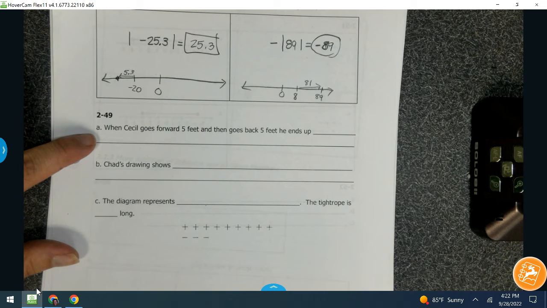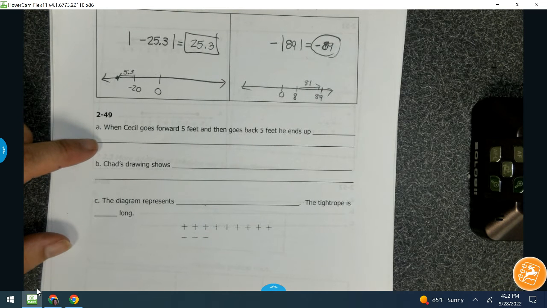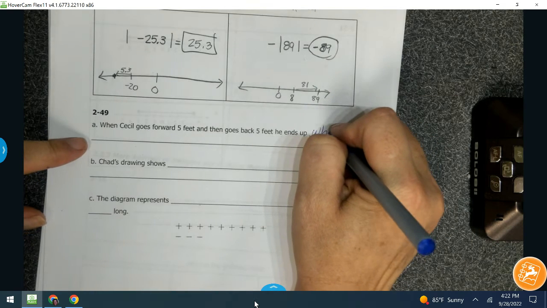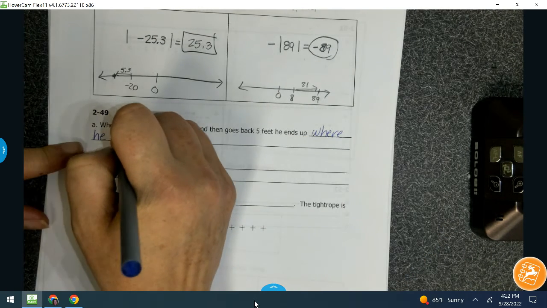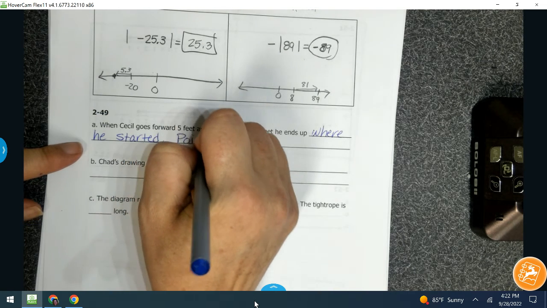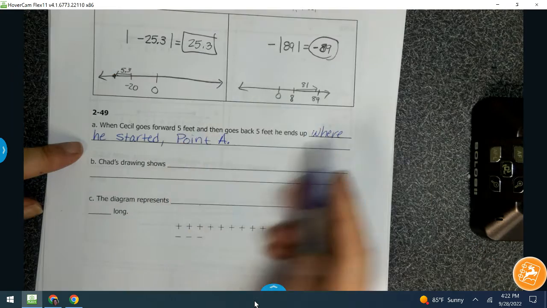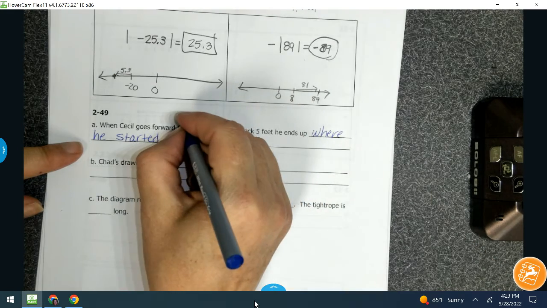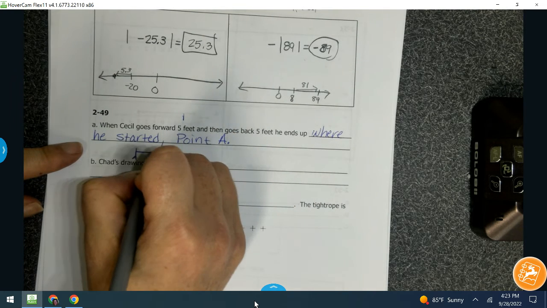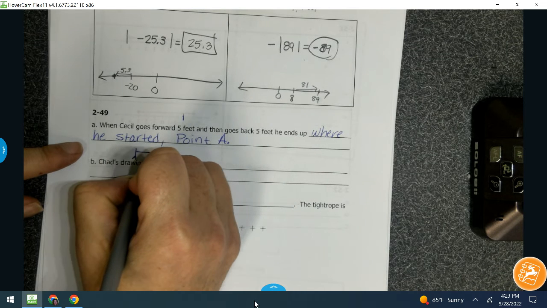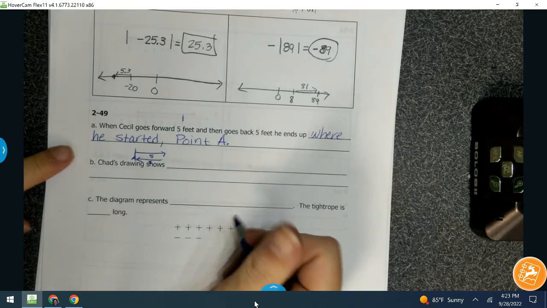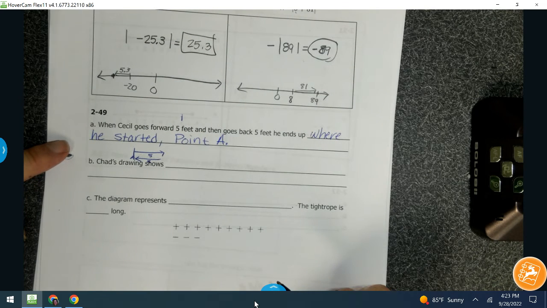So when Cecil goes forward 5 feet and then back 5 feet, he ends up where he started, which is point A, right? Okay, so he's at point A and he went forward 5 feet, and now he's going back 5 feet. And so he ends up back at that point A.